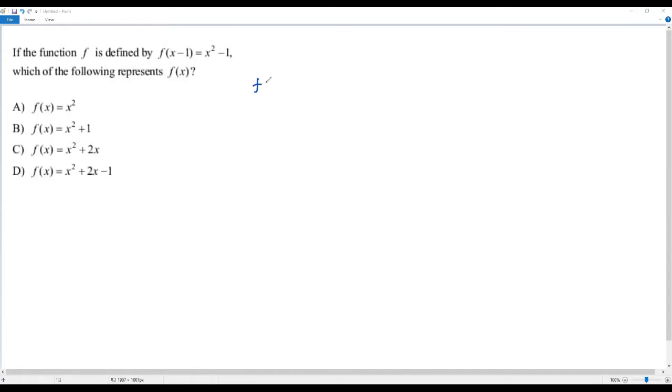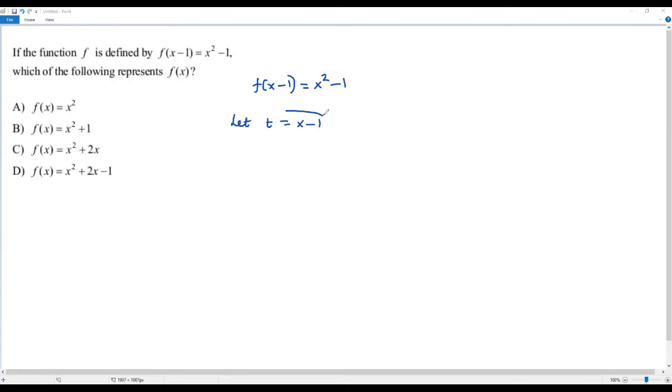First, let me write the given function as it is. That is f of x minus 1 equals x squared minus 1. To get this function in regular format, that is in the form f of x, what I have to do is assign a new variable for the expression we have over here. Let me assign a new variable t for this expression, that is t equals x minus 1. Since I have assigned a new variable t for x minus 1, I have to get this complete function in terms of the new variable t.